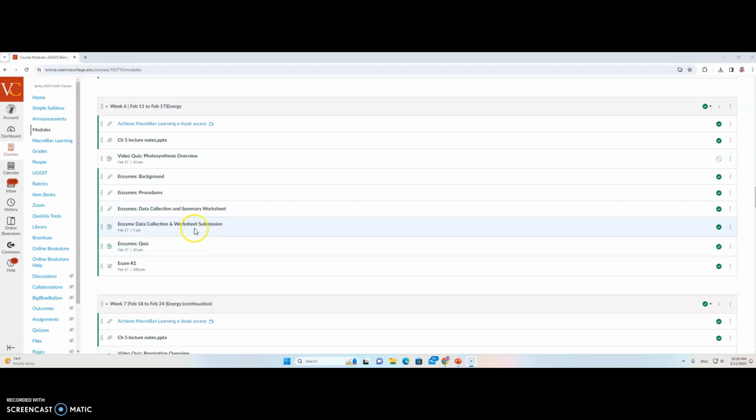Then, to make sure that we have a full comprehension of how enzymes work, don't forget about the enzyme quiz. Now it is time to do a summative assessment with everything that we have learned so far. That is exam number 2.